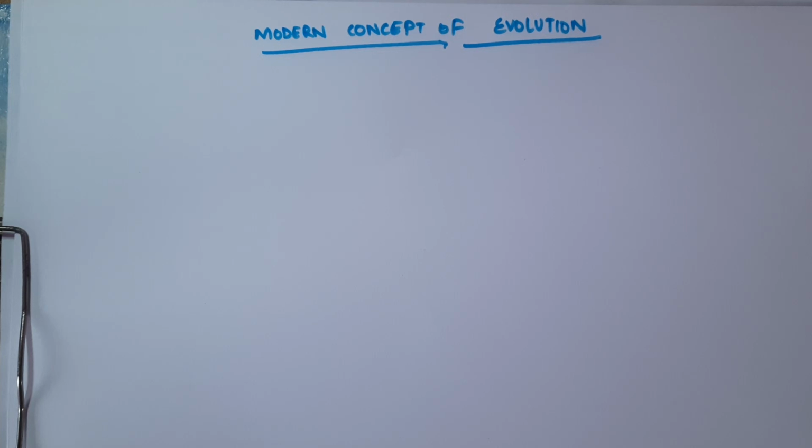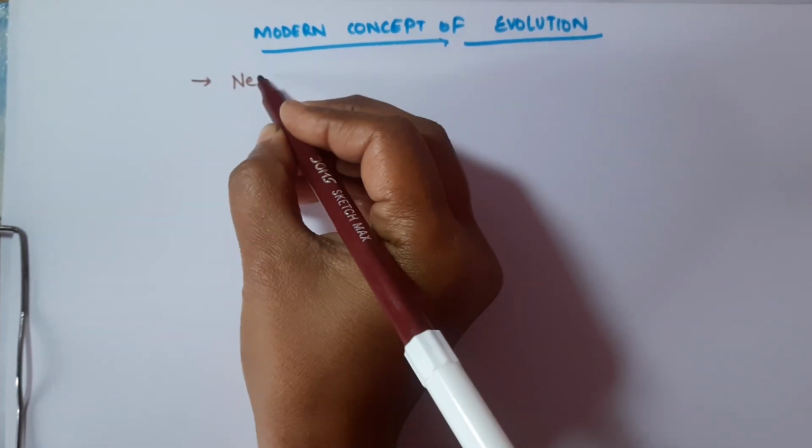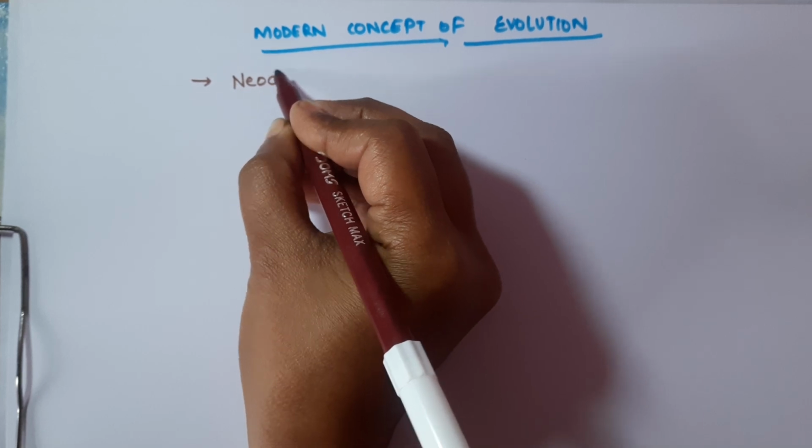Friends, welcome back to the new video, and in this video I'm going to cover a very important topic, that is the modern concept of evolution. The modern concept of evolution is the modified form, that is, it has some modification in the Darwin theory of natural selection. This is also called neo-Darwinism.